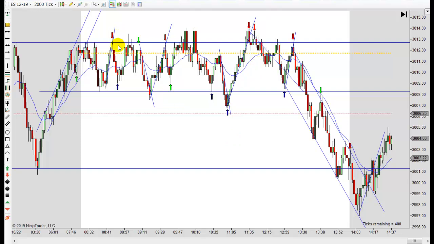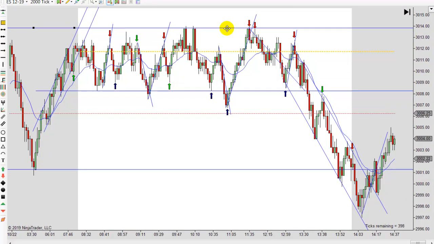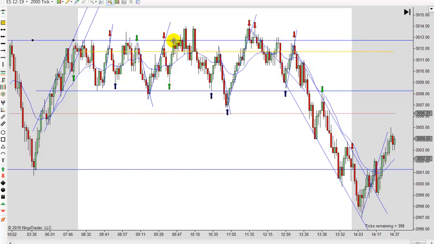Really, what you want to try to do on range days is get short off these highs and get long off these lows. The highs were relatively consistent up here today. We turned down off this level several times, and then we moved up a little bit, and this just kind of moved higher, and then we turned down off this other level a few times. So this was pretty consistent today.